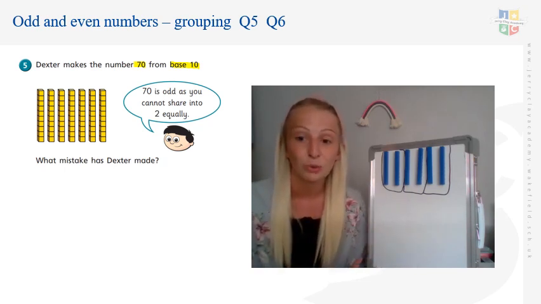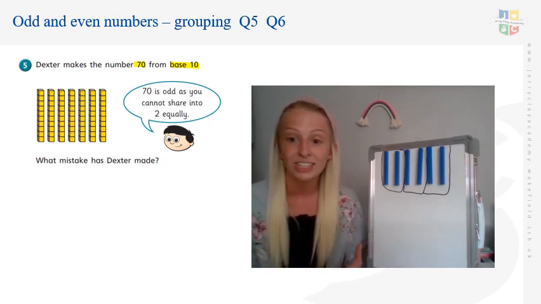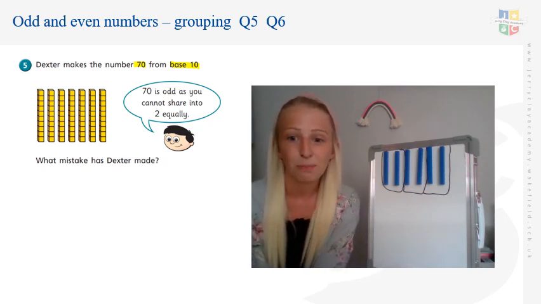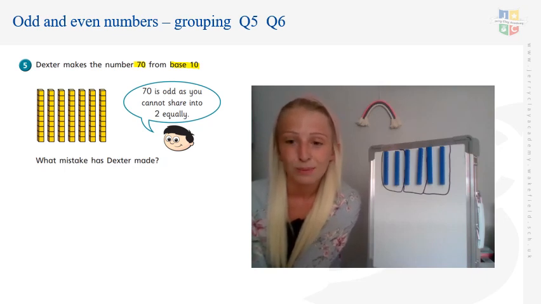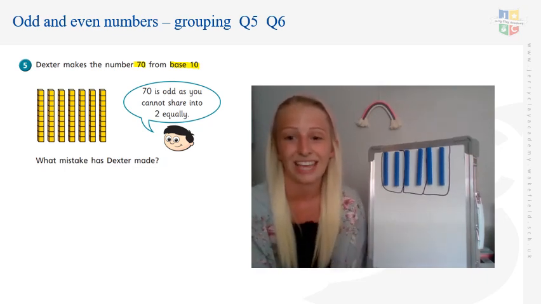And if I count in 2s, I can get all the way up to 70, and also 70 ends in a 0 in the 1s column to represent a multiple of 10. So see if you can pause the video and have a go at explaining questions 5 and 6.